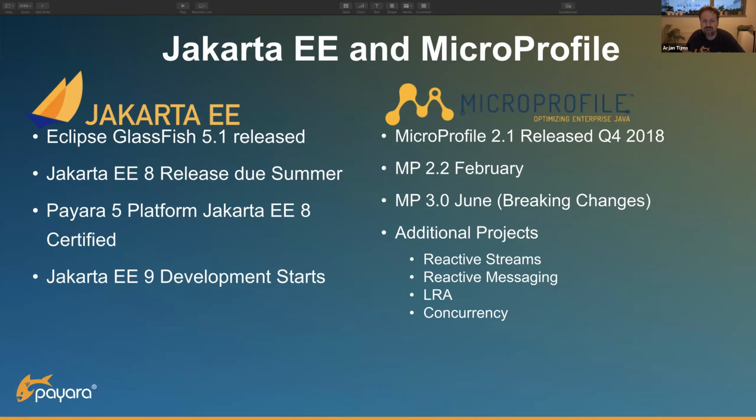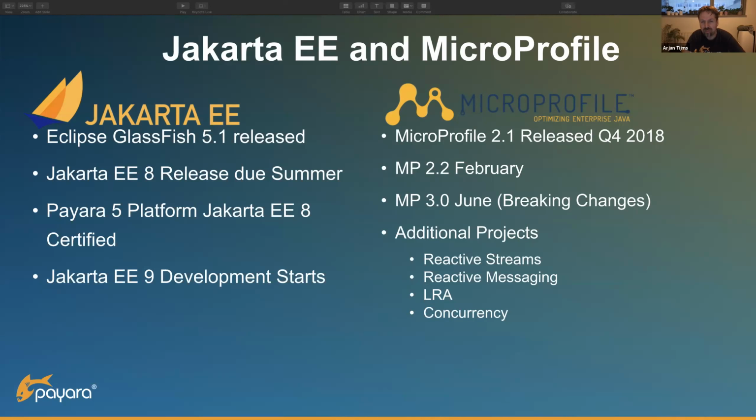MicroProfile intends to move faster. It tends to break things easier, while Jakarta EE is more thorough, is more conservative for change. Some of the projects actually overlap. So you see for the additional projects on this list, there's concurrency. Of course, there's concurrency in Jakarta EE as well.